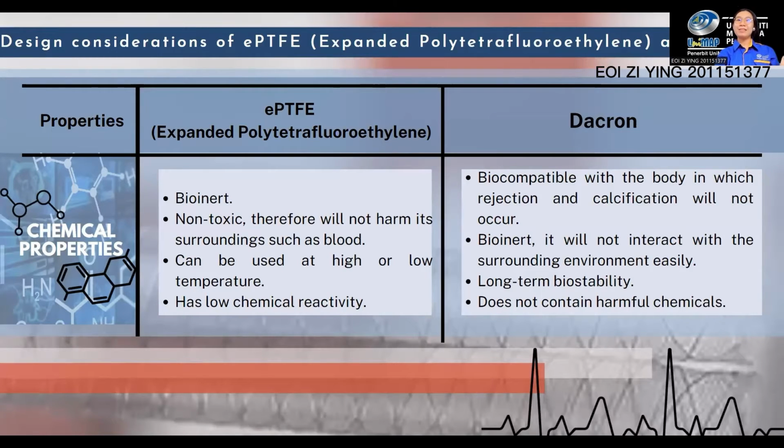Now, I'm going to talk about the design considerations for the graft. The design considerations consist of the chemical, morphological, and mechanical properties of the EPTFE, expanded polytetrafluoroethylene, and Dacron that have been selected. For chemical properties, EPTFE is bioinert and non-toxic, therefore it will not harm its surroundings such as blood, can be used at high or low temperatures, and has low chemical reactivity. For Dacron, it is biocompatible with the body, in which rejections and calcifications will not occur. Bioinert, it will not interact with the surrounding environment easily, has long-term biostability, and does not contain harmful chemicals.